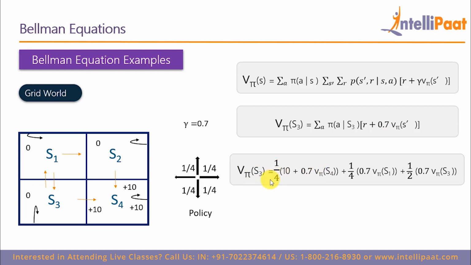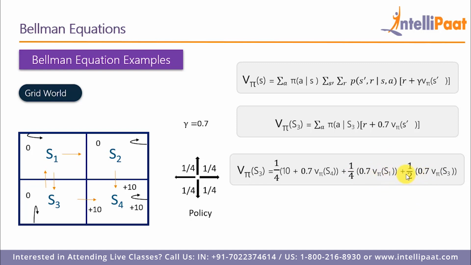The first transition can be if the agent selects the right action, so it will transition from the state S3 to S4. The reward will be plus 10 because we are transitioning to S4, and then the next value is the gamma value 0.7, and then the value of the state S4 that we don't know yet. Then the next transition can be from S3 to S1, so it will be 1 by 4 since the probability of selecting each action is 1 by 4. We'll get 0.7 because the return value is 0, times the value for state S1 that we don't know yet.